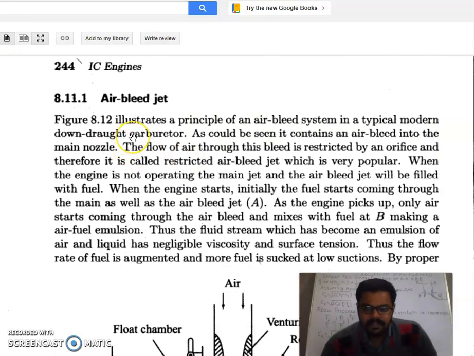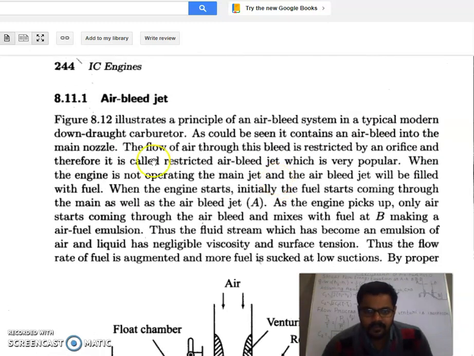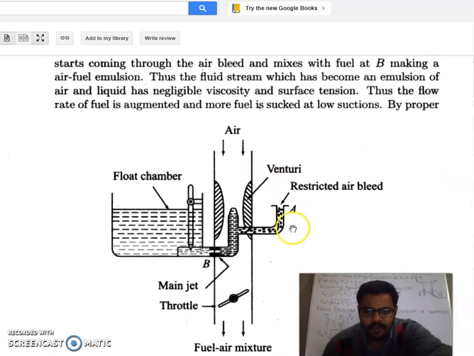The first compensating device is your air bleed jet. This figure shows what this device is. Illustrative principle of an air bleed system in a typical modern downdraft carburetor. As can be seen, it contains an air bleed into the main nozzle. The flow of air through this bleed is restricted by an orifice and therefore is called a restricted air bleed jet, which is very popular. You can see here, this A is your restricted air bleed. This is your air bleed jet.